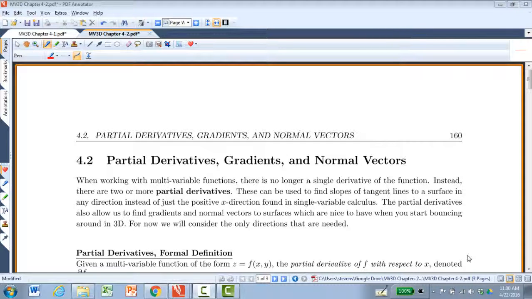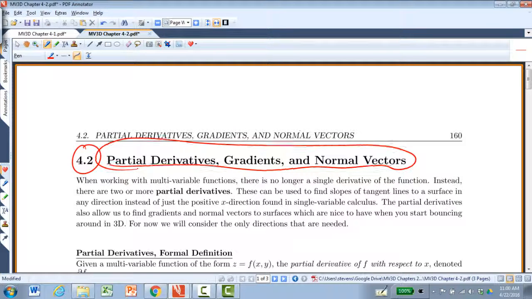Hi there, and welcome to Chapter 4.2 from Stevens' Matrices, Vectors, and 3D Math. In this chapter, we're going to talk about partial derivatives, gradients, and normal vectors.